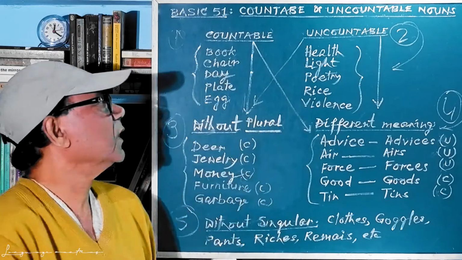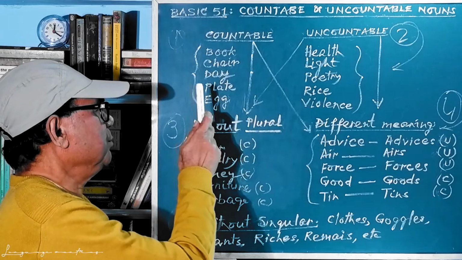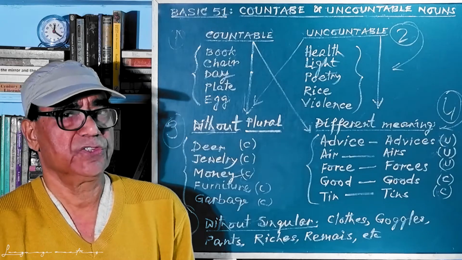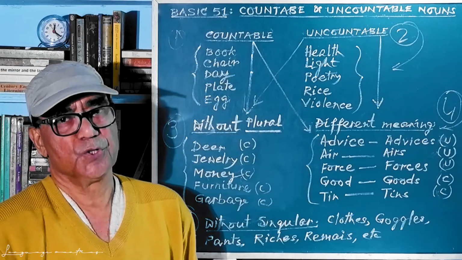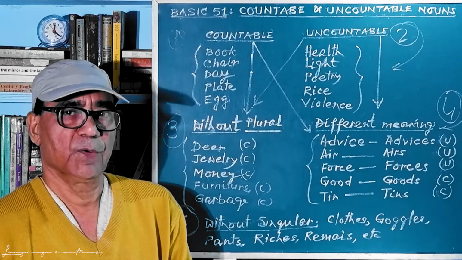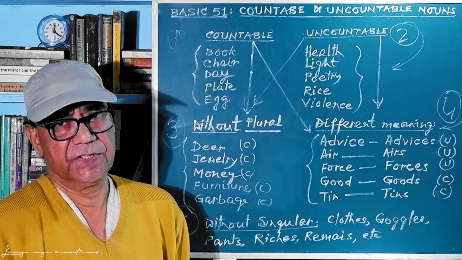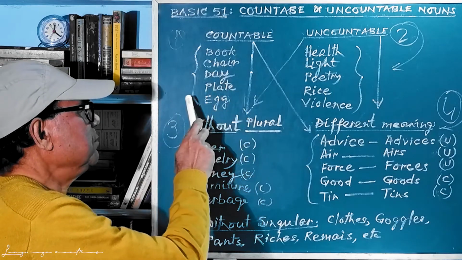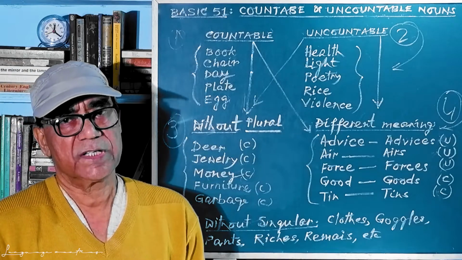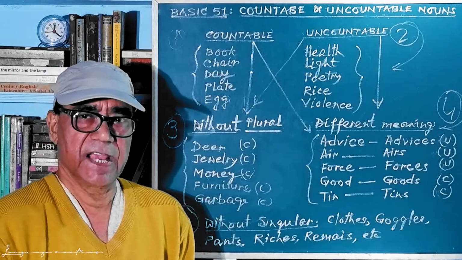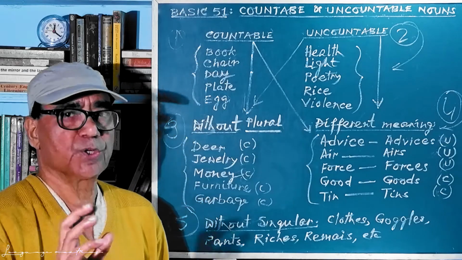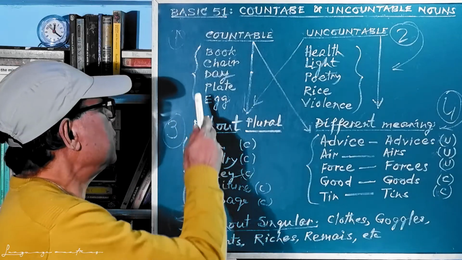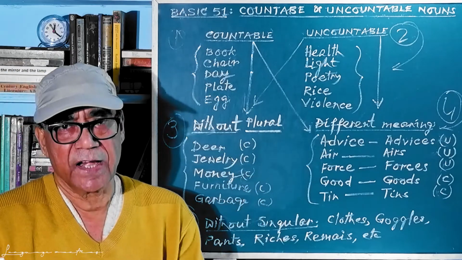Book, chair, day, plate, egg. These are countable nouns because you can count them. You can count 1 book, 2 books, 3 books. You can add an s or es and you can make this word plural. This way, chair, day, plate, egg. All these words can be pluralized by adding s or es, and you can also use an article before this. A book, a chair, a day, a plate, an egg, etc.